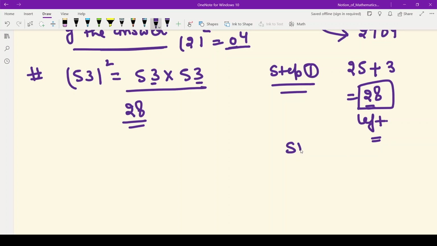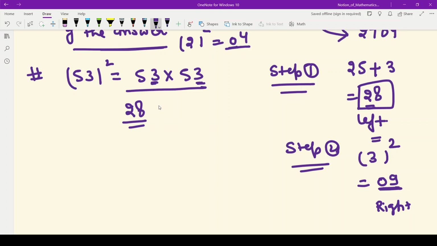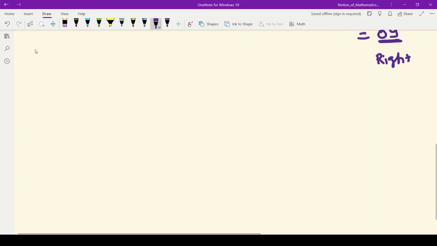And thereafter, what is step 2? Step 2 is we will just multiply the unit digit with itself. It means the square of the unit digit. That is 9, but I want a 2-digit number here. So we will write 09 in place of 9, and that term we will write in the right part of the answer. So our final answer is 2809.